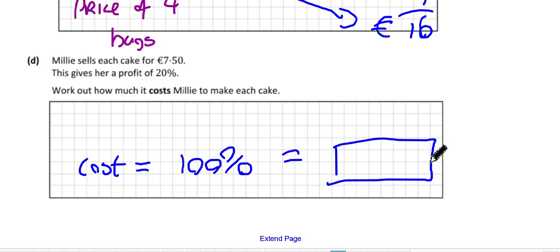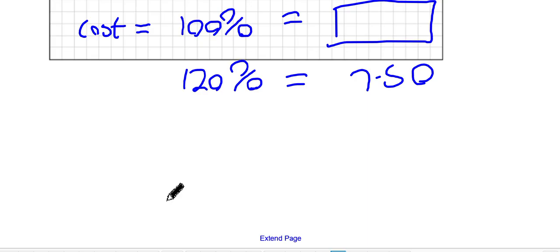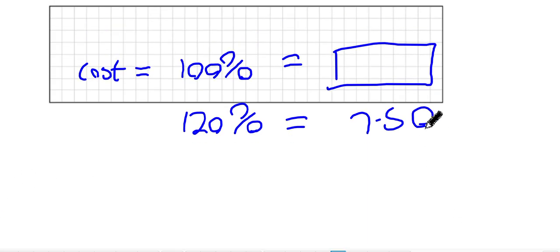However, what percentage did we add on to the cake? So we actually sold it for 120. Now our goal now is, do we think it costs less or more to make the cake?